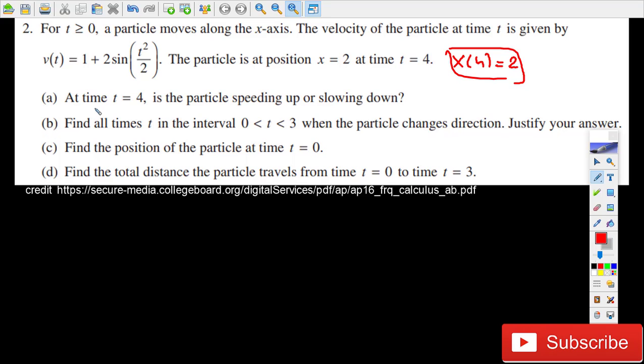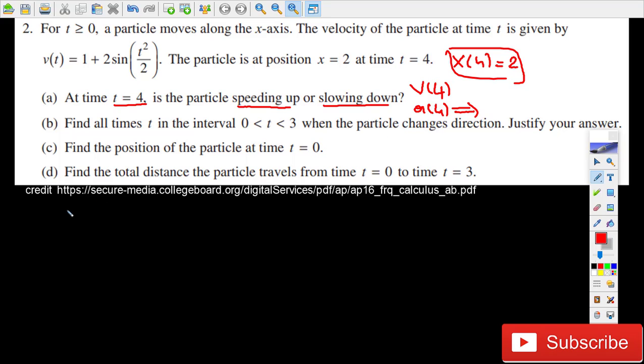In part A, it says at time t equals 4, is the particle speeding up or slowing down? In order to figure this out, we need to find the velocity value at t equals 4, and also the acceleration value at t equals 4. You can easily find the acceleration value at t equals 4 by using the numerical derivative option in your calculator.